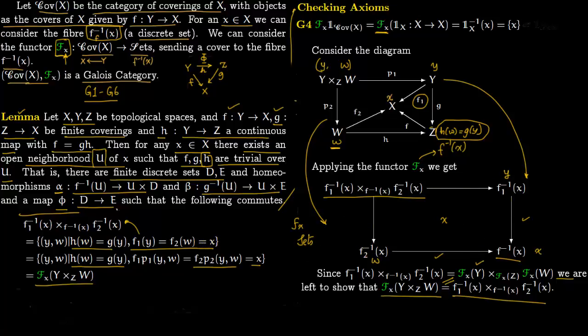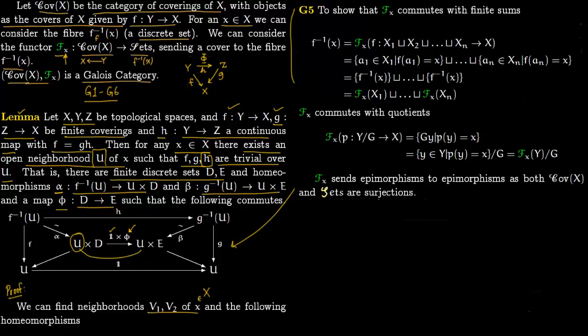These things become clear. So in the fifth axiom we have to show three things. So the first thing we have to show is that F_x commutes with finite sums. So this is just a matter of writing it down. So again, you know, f inverse of x is precisely the definition of a fundamental functor.